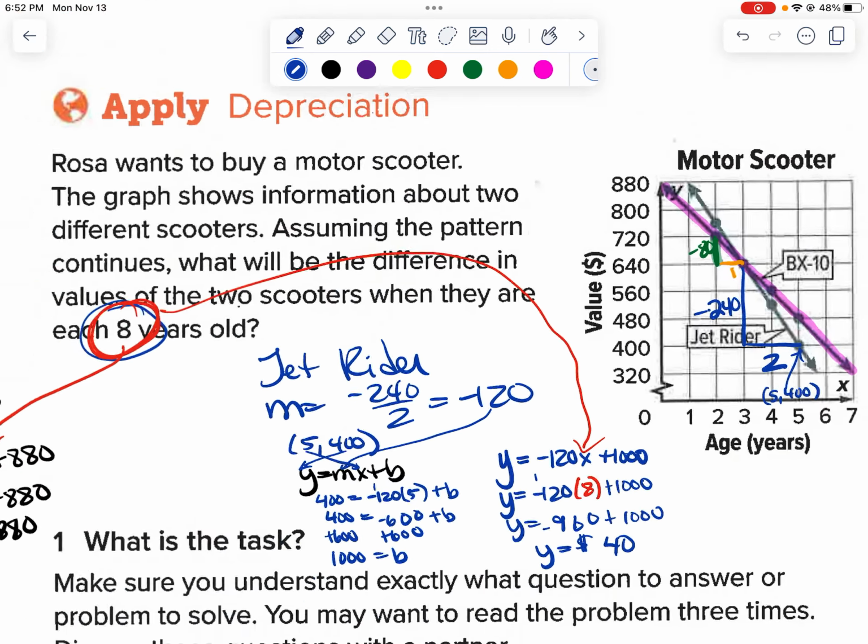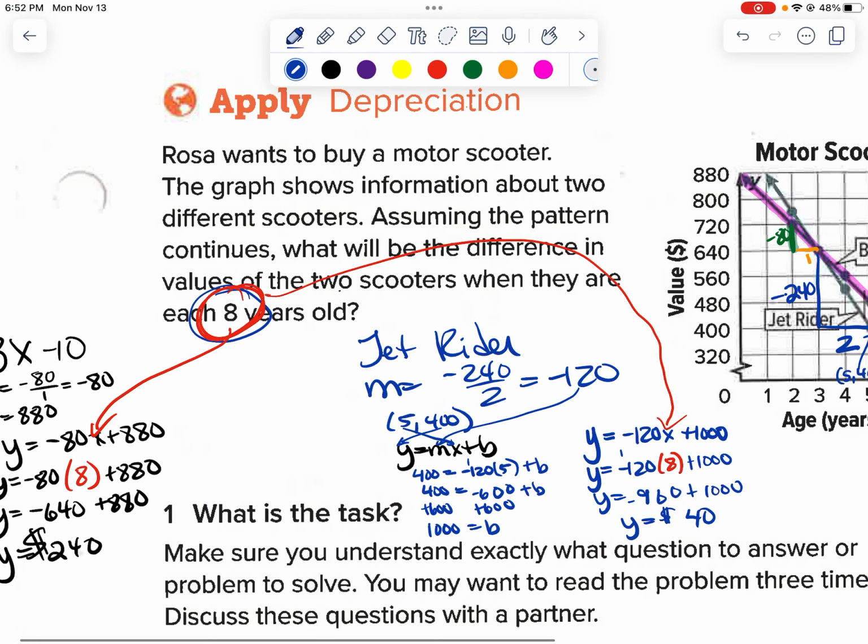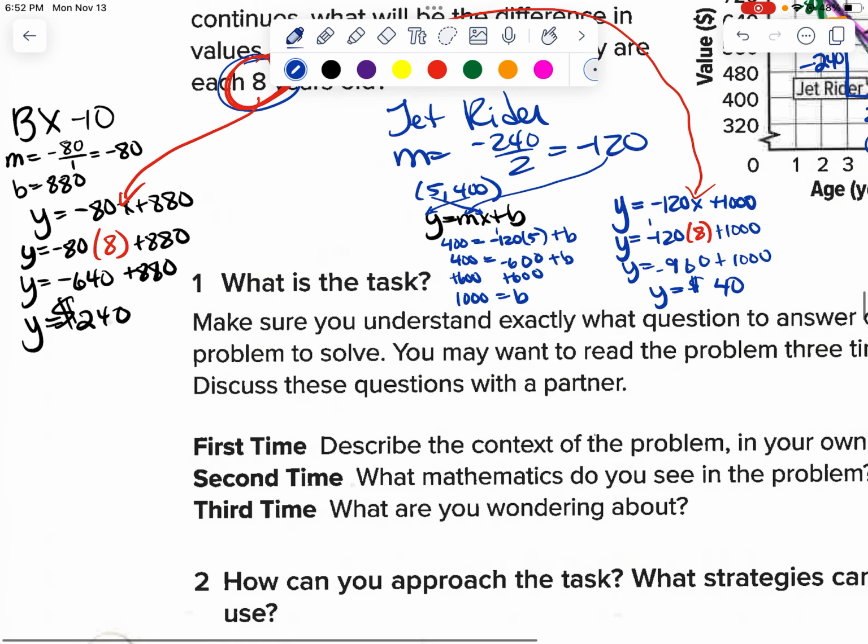$40. So it says, assuming the pattern continues, what will be the difference in the values of the two scooters when they are 8 years old? So it wants to know the difference between them. So I'm going to take 240 and subtract 40. And so the difference between them is $200.